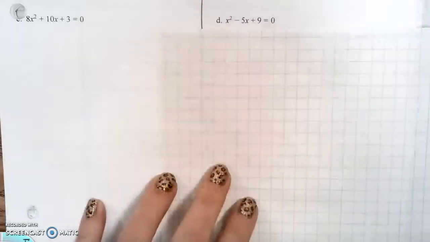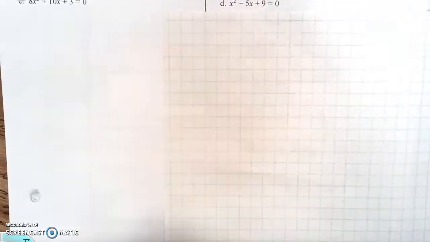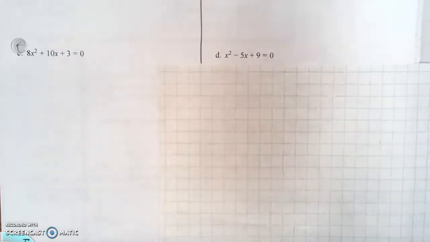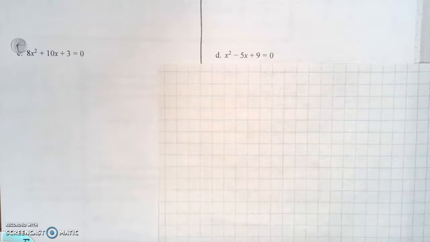Down at the bottom, Problem D is x squared minus 5x plus 9 equals 0. First, we want to make sure that it is in standard form. Is it set equal to 0? Yes. Are the exponents going down? Yes. So it's in standard form.